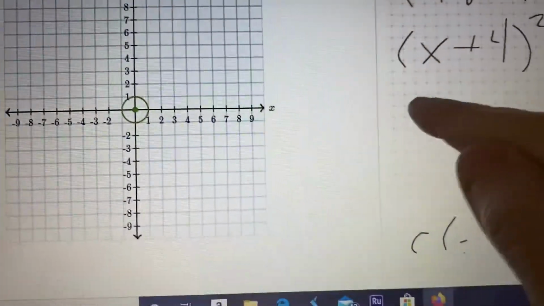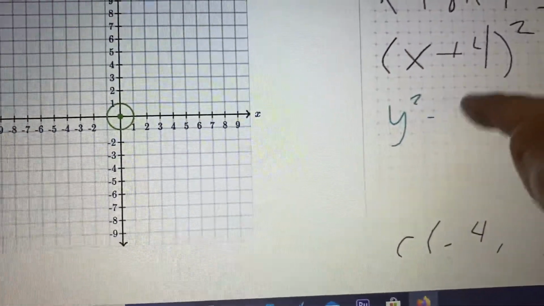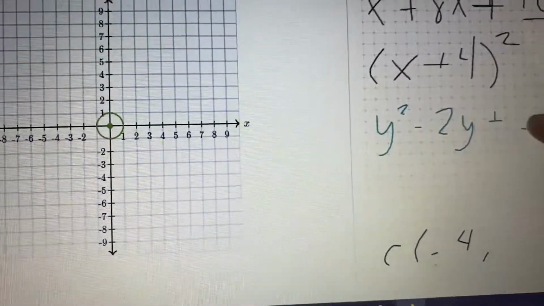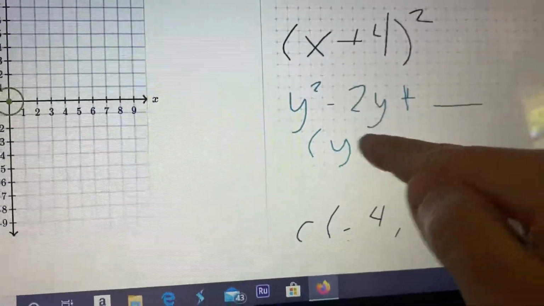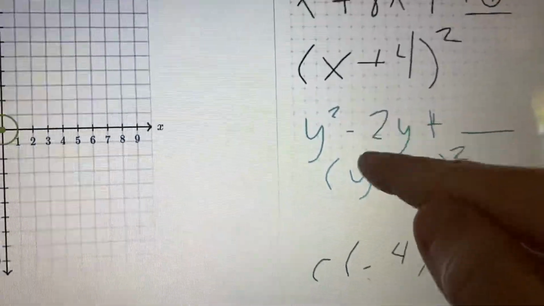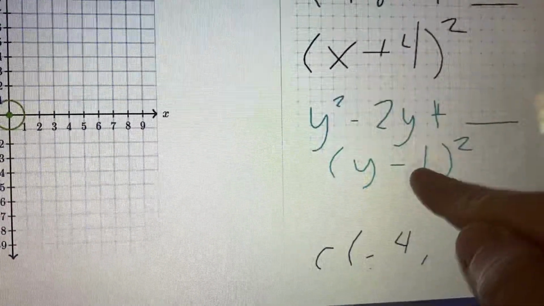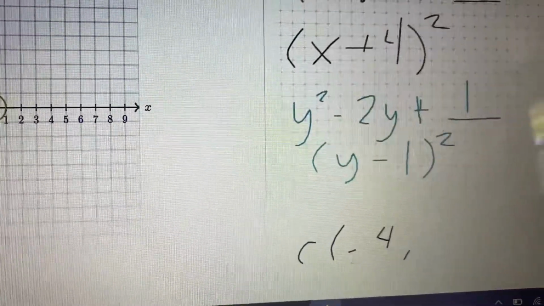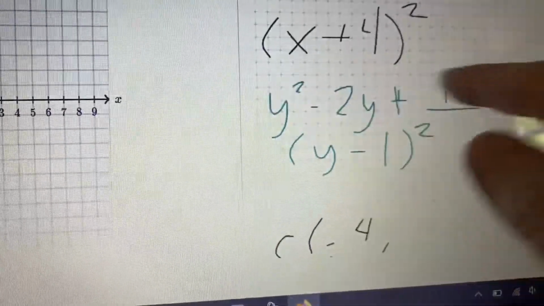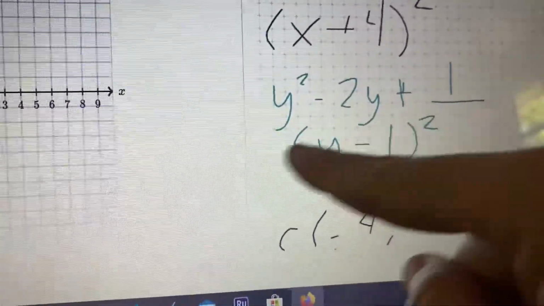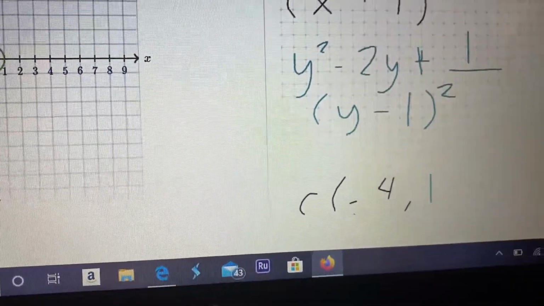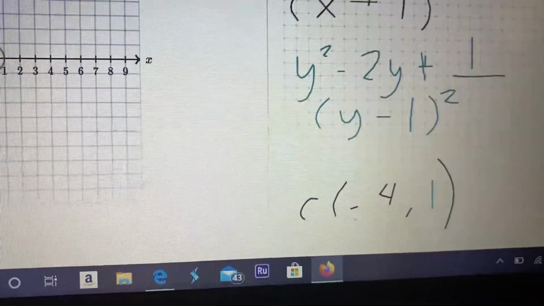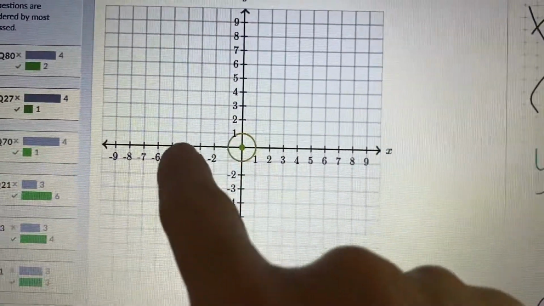I'm going to do the exact same thing for my y values. I've got y squared minus 2y. But I'm going to add something to make this a perfect square. Notice if that's minus, this will be minus squared. I just divide this by 2. I get a 1 there. 1 squared is 1. So this is the perfect square that I made it into. It factors to this. If this is the equation, my center would be at a +1. So now that we've got our center, we can just slide this circle to -4, 1.